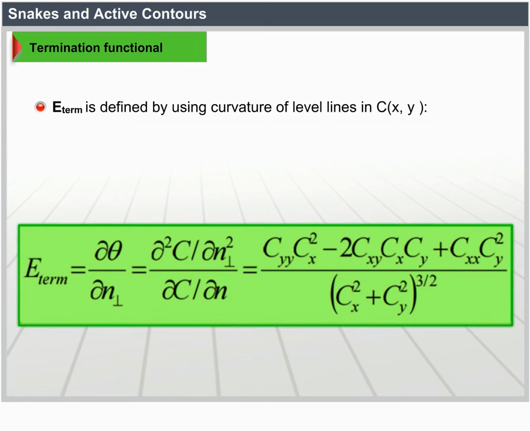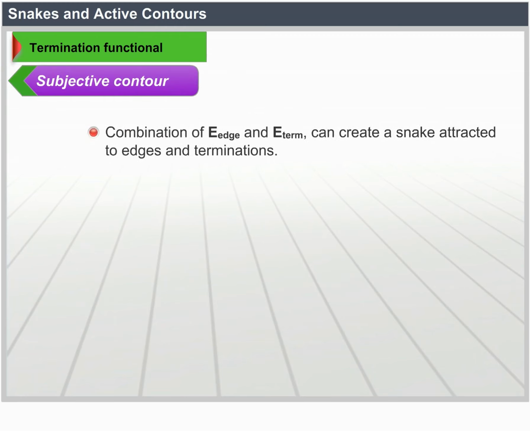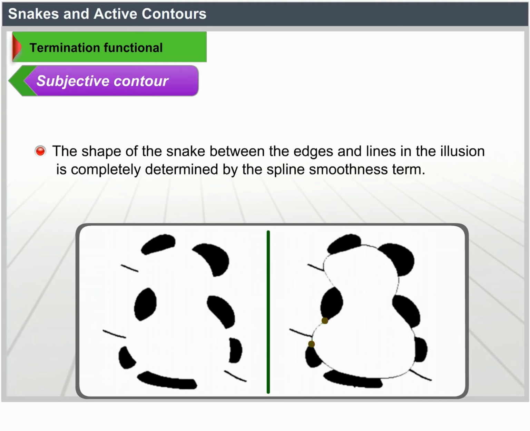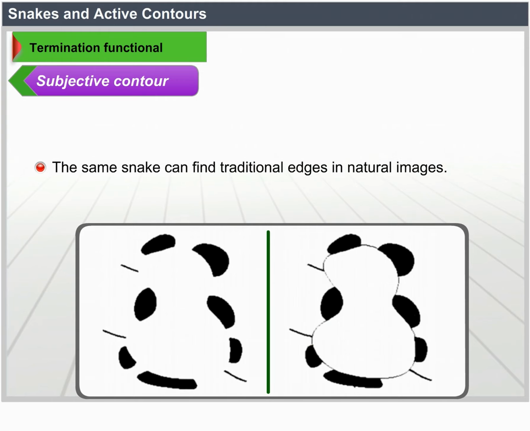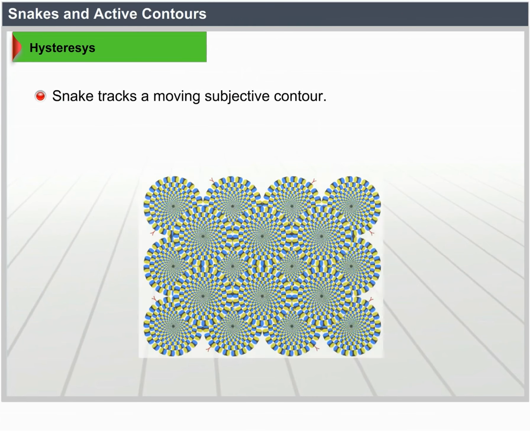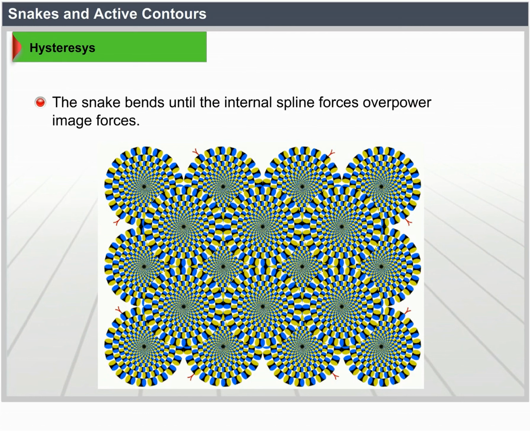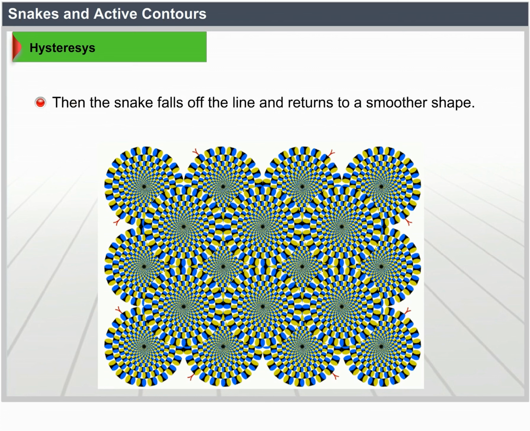Subjective contours are now represented on screen. Combining E edge and E term, we can create a snake attracted to edges and terminations. The shape of the snake between the edges and lines in the illusion is completely determined by the spline smoothness term. The same snake can find traditional edges in natural images. Hysteresis. Snake tracking a moving subjective contour. The snake bends until the internal spline forces overpower image forces. Then the snake falls off the line and returns to a smoother shape. This figure shows the snake and active contour models.